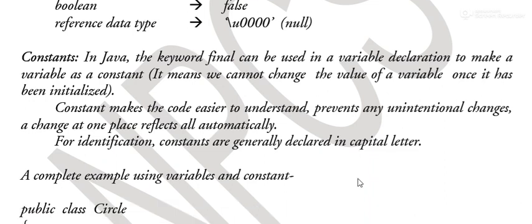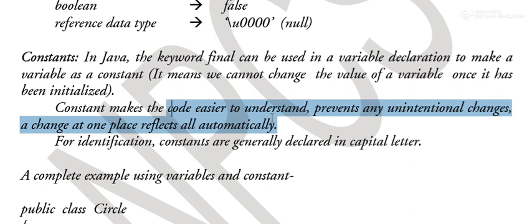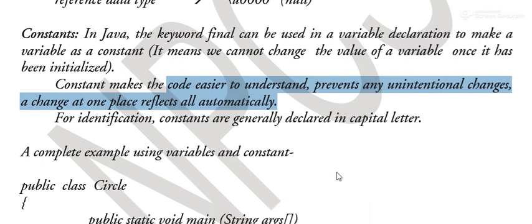Constant. In Java, the keyword final can be used to make a variable constant. Constant means it cannot change. A constant makes the code easier to understand and prevents any unintentional changes. A complete example of using variables and constants.